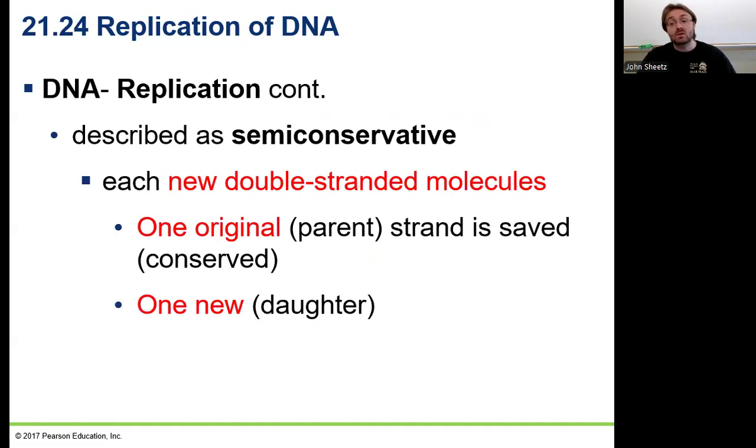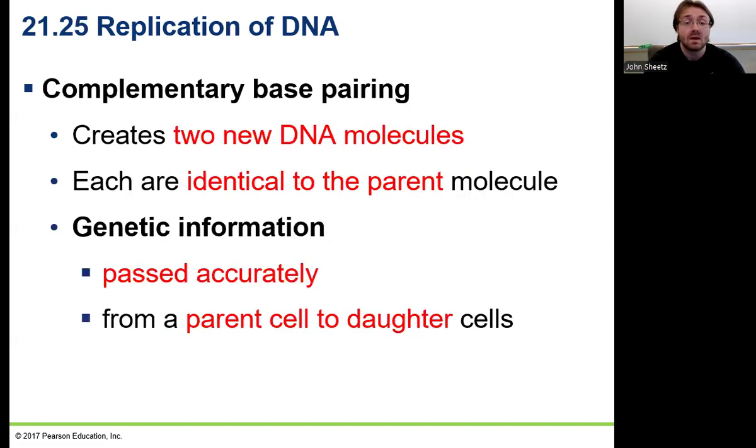So this is known as semi-conservative replication because in the new double helix that you've made, one strand is the original strand and the other is a new strand known as the daughter DNA that's made by those free-floating base pairs we were talking about. Complementary base pairing creates two new DNA molecules that are identical to the parent molecule. This leads to accuracy in passing down genetic information from a parent cell to a daughter cell. We cannot spontaneously make cells.